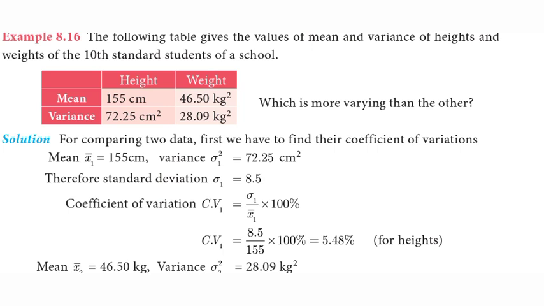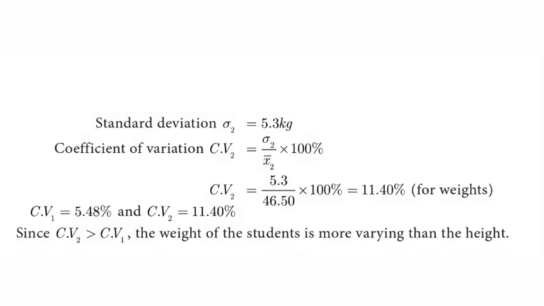So for height, mean 155 and standard deviation 8.5, we found CV1 equals 5.48 percentage. Then the second one: mean x2 bar equals 46.50 kg, and variance sigma 2 square equals 28.09 kg square. Therefore we find the standard deviation by taking the square root of the variance: sigma 2 equals 5.3 kg.